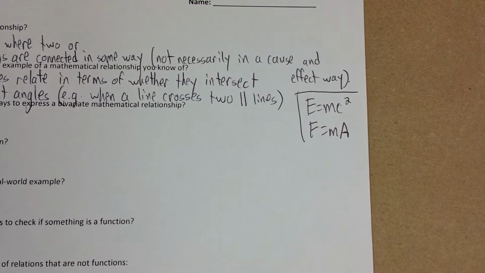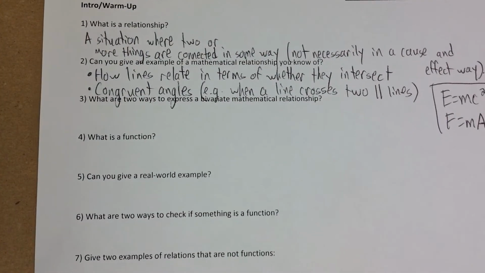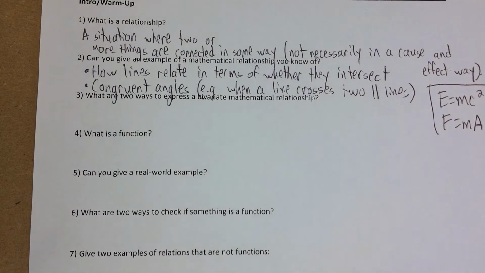So there's many instances in math and in science. Math is the language of science, in which we have relationships. Something that relates two or more things. Good. I think we've covered that sufficiently. Number 3, what are two ways to express a bivariate mathematical relationship? Prefix bi means what? Two. Variate relates to? Variables. Okay, so two variables.